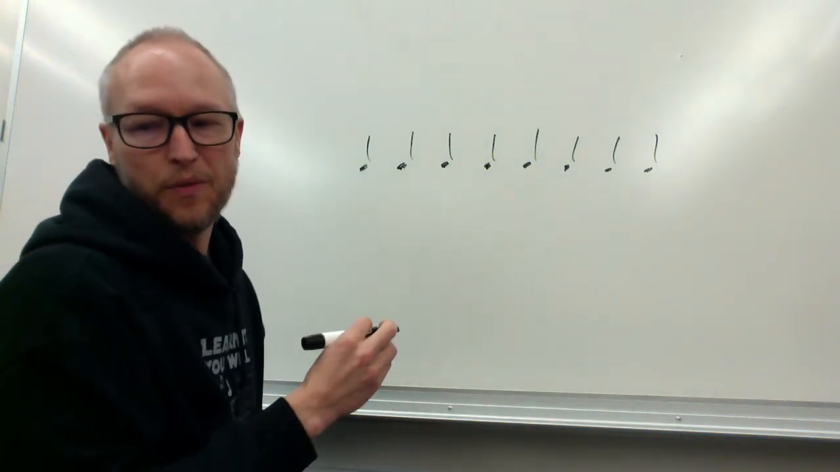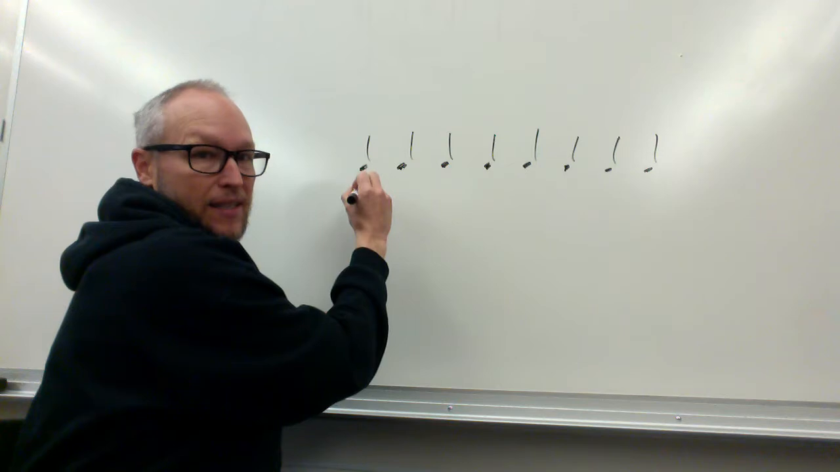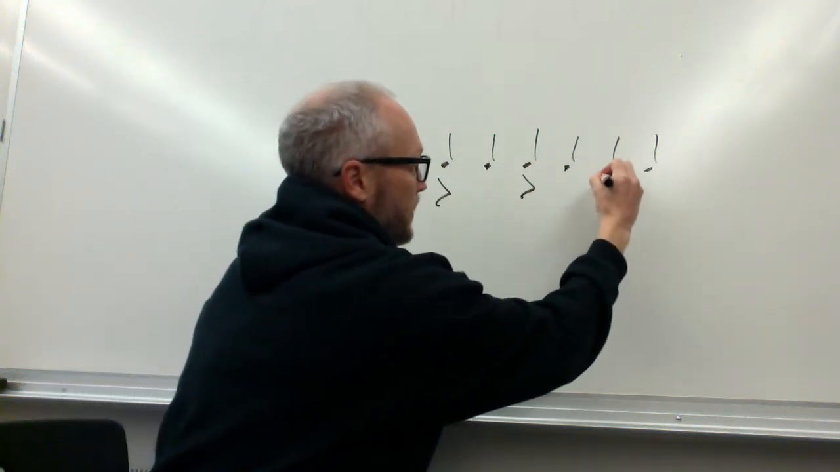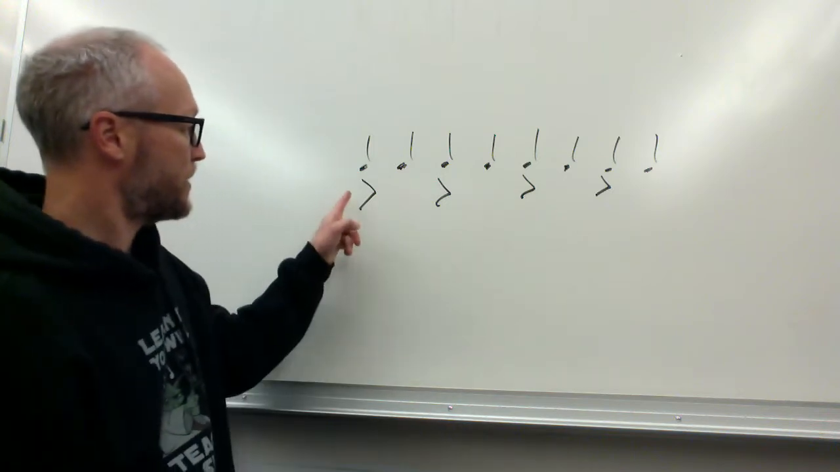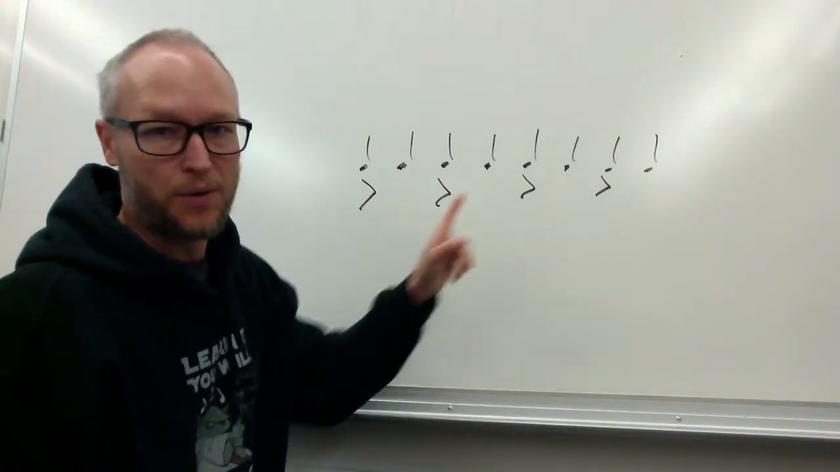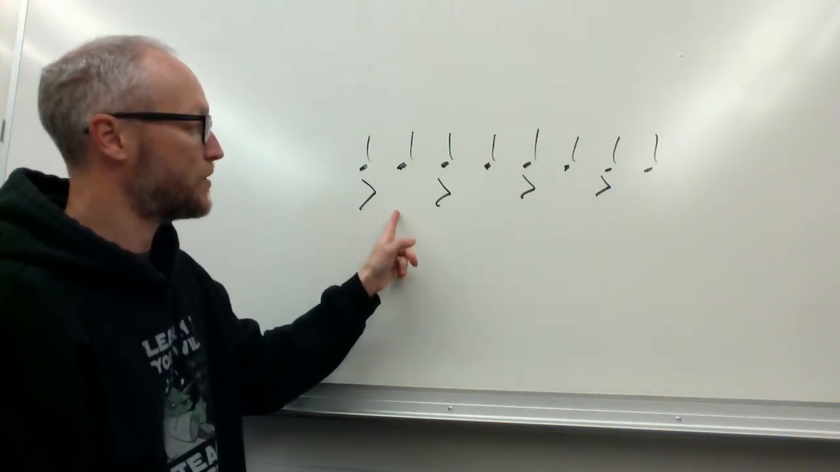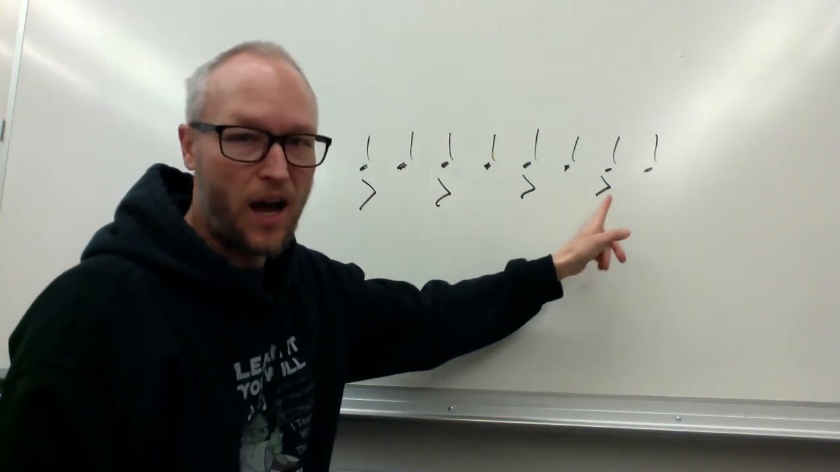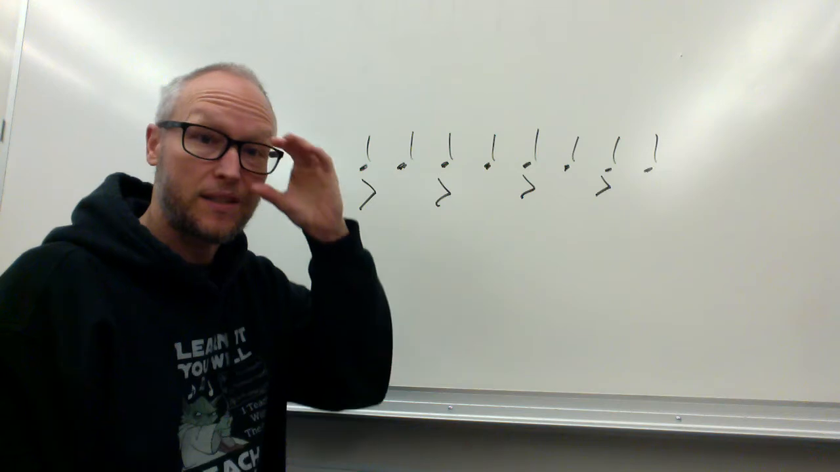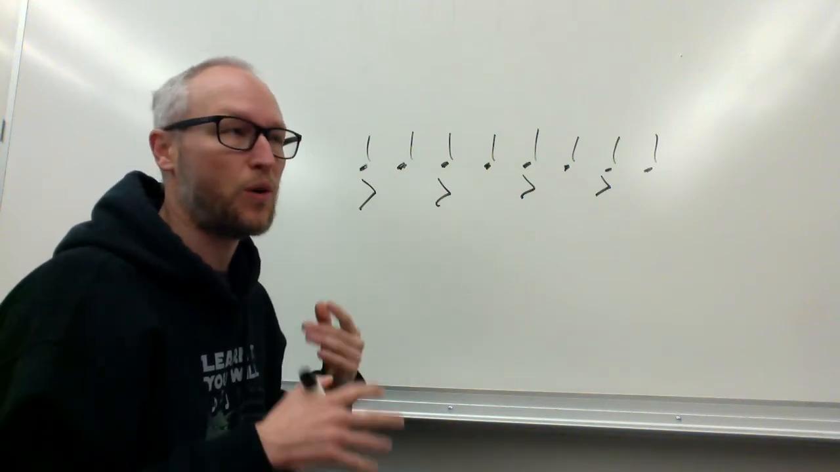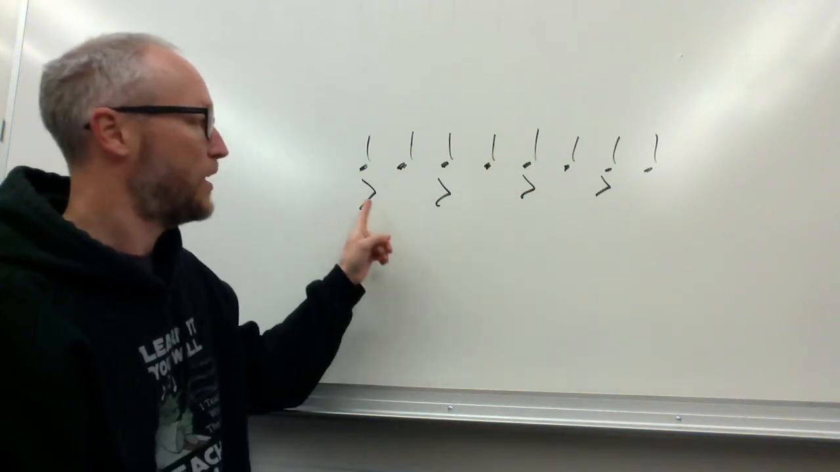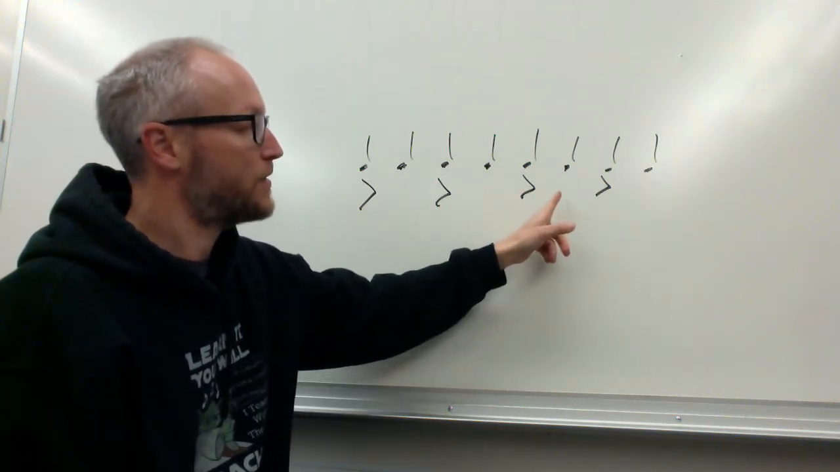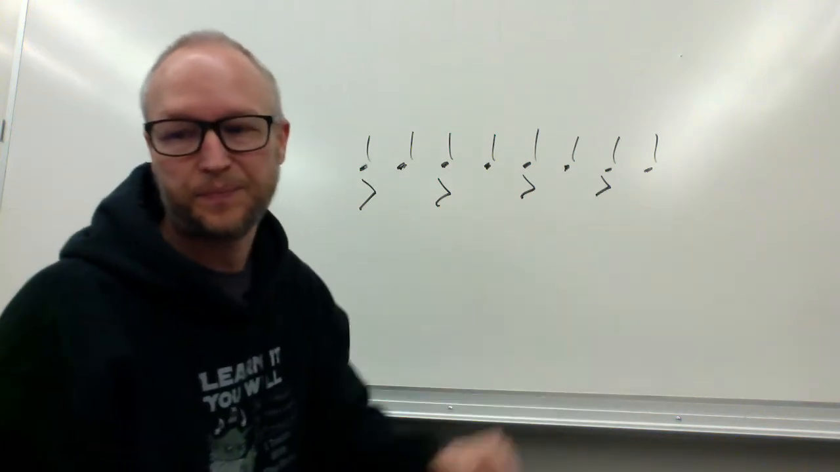Now, if you remember from last time, I'm going to put some accents in. So accent here. Let's put one here. Okay, so now we're going to say each one of these a little bit louder. So it'll be like ta, ta, ta, ta, ta, ta, ta. Those are the accents. An accented note just has more energy to it. It's a little bit louder.